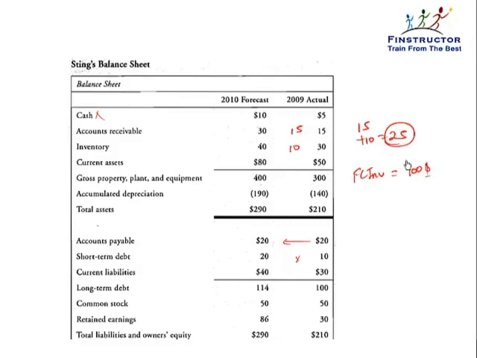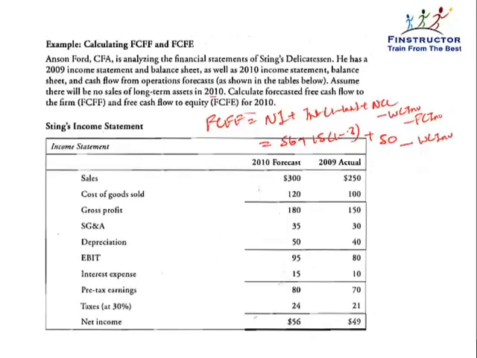We can input the two values and compute our free cash flow to firm now, which will come out to be 56 plus 15 times 1 minus 0.3 plus 50 minus the working capital investment of 25 minus the fixed capital investment of 100, which will come out to be minus $8.5.